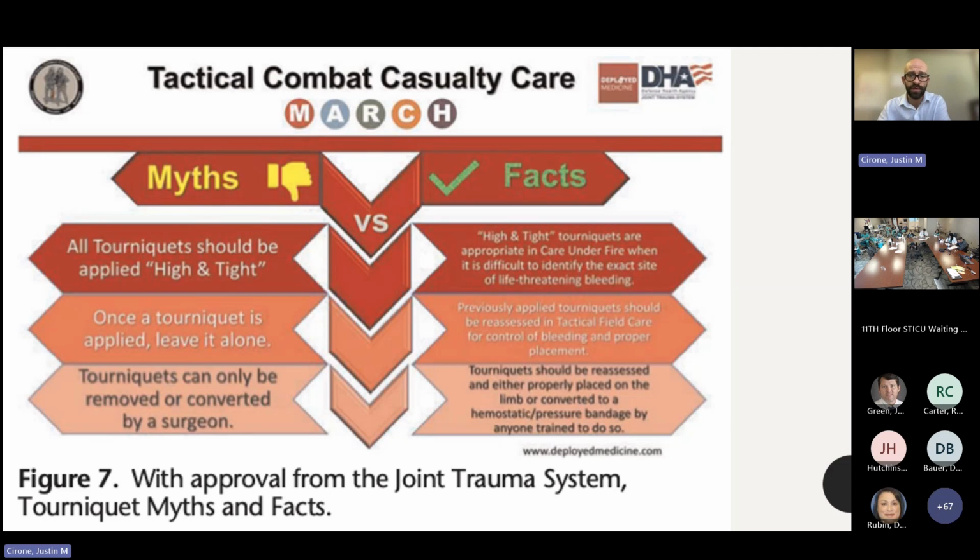Previously applied tourniquets should be reassessed for control of bleeding and proper placement. And tourniquets should be reassessed and either properly applied on the limb or converted to a pressure bandage by anyone trained to do so. Essentially, if you know how to put a tourniquet on, you can take one off, and you should feel empowered to take one off. If you take the tourniquet off and it is positioned in the right place, and you notice that there is an indication for a tourniquet to be in place because it is bleeding through a pressure dressing, you can put the tourniquet back on. And you've now potentially saved that person a great deal of morbidity from an incorrectly placed tourniquet.